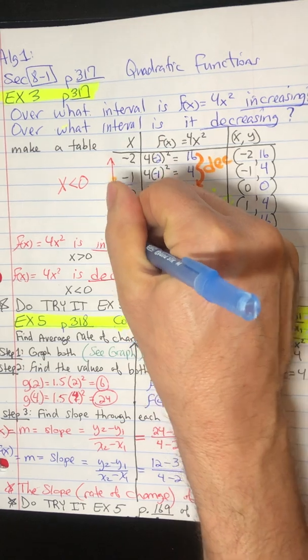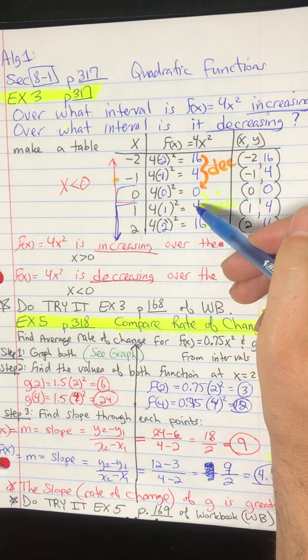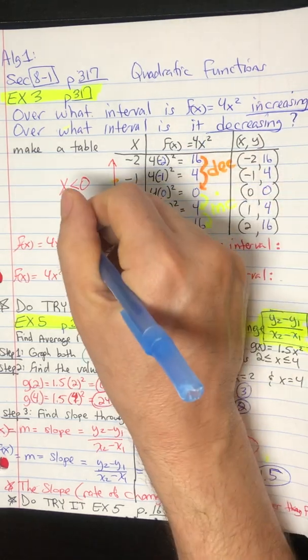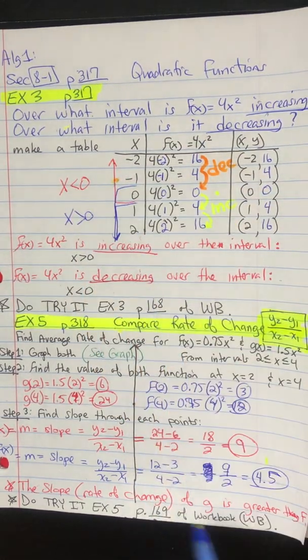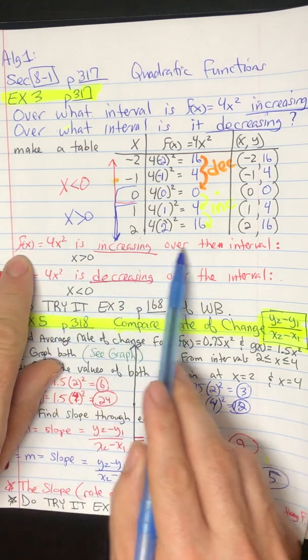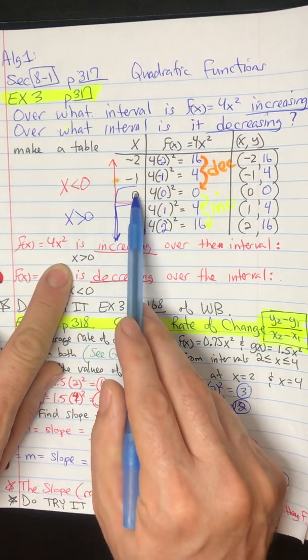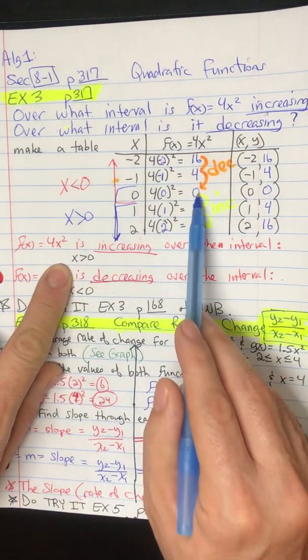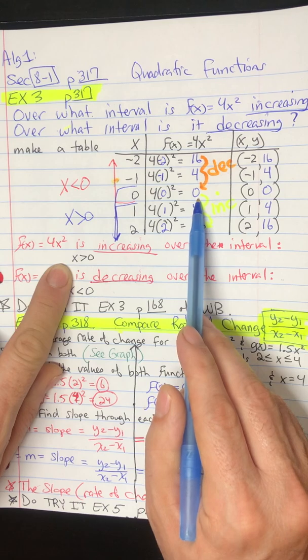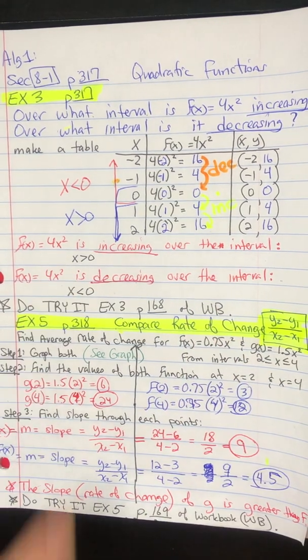Well, starting at 0 and on, it's increasing. The values of y or f of x are increasing. So it's increasing when x is greater than 0. So let's go ahead and write that down here. f of x equals 4x squared is increasing over the interval x greater than 0. And when x is greater than 0, 0, 1, 2, 3, 4, 5, 6, the function is increasing: 0, 4, 16, and so on.